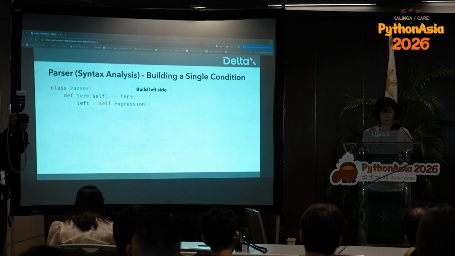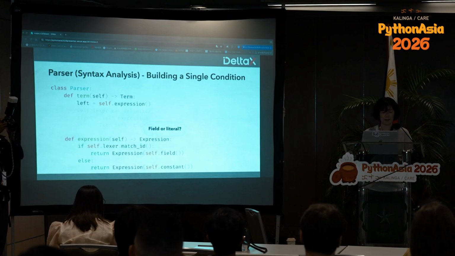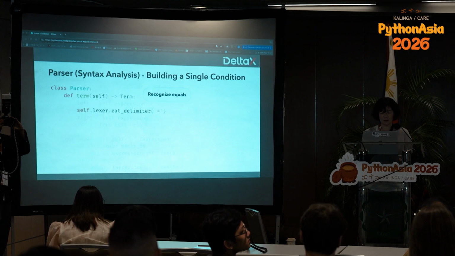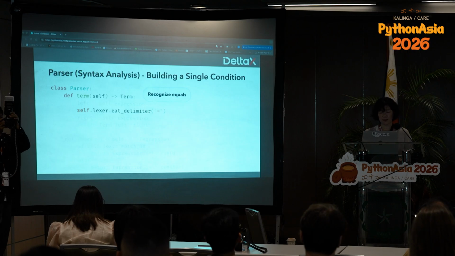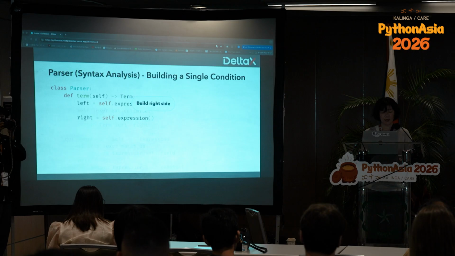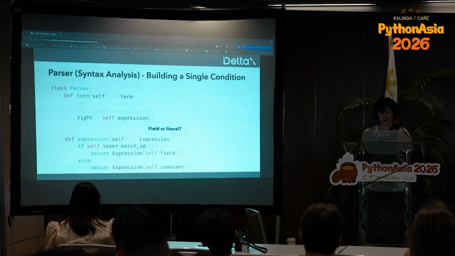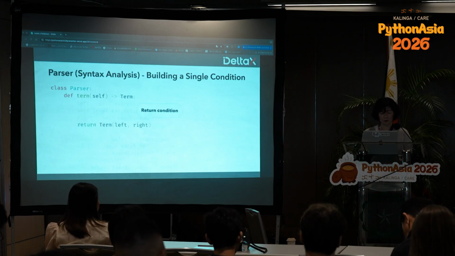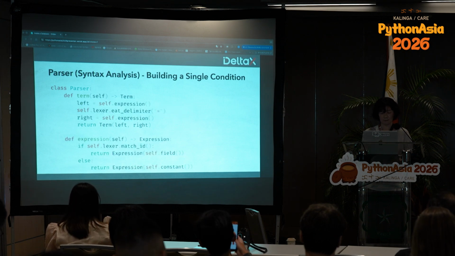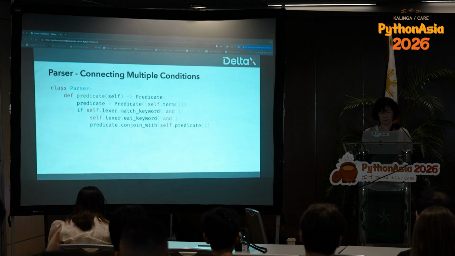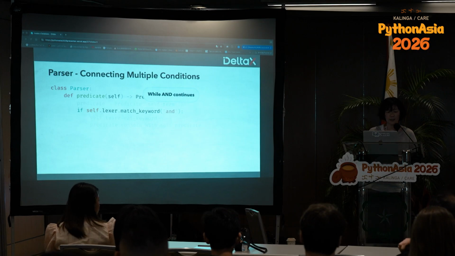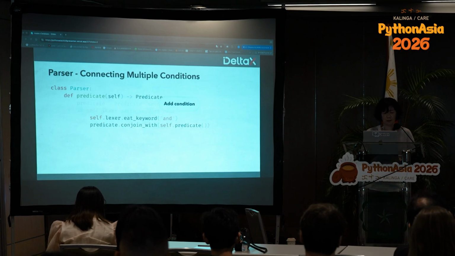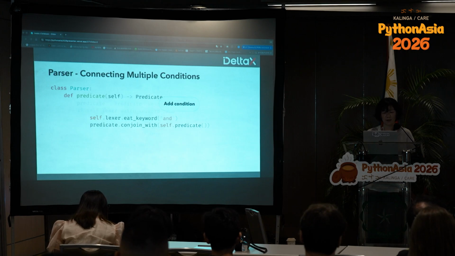The expression method figures out whether it's an identifier or a literal. Once it hits the equal sign, it does the same for the right side and returns the complete condition. When conditions are connected with AND, it recursively calls the predicate method to connect them.